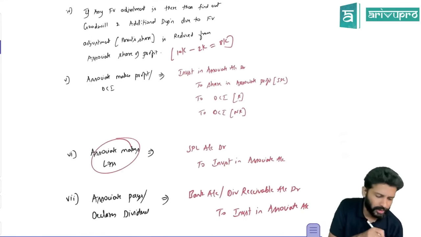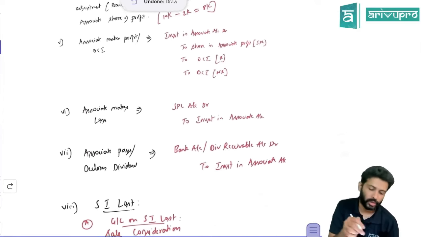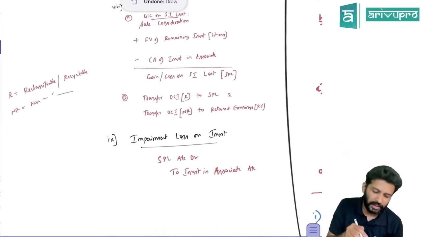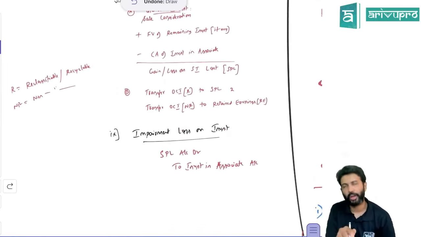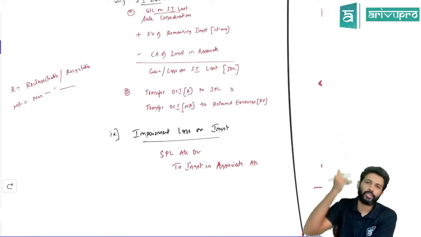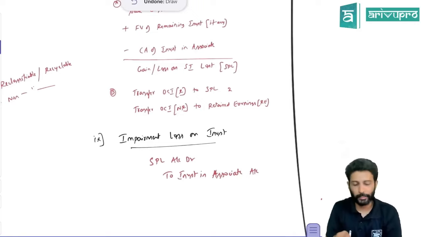Okay, if however associate makes loss, investment balance will reduce. So the journal entry will be SPL account debit to investment account. If associate declares a dividend or pays the dividend, the investment balance will reduce. If they have declared the dividend, we have not yet received it, so we will pass the journal entry dividend receivable account debit to investment account. If they already paid, then bank account debit to investment account is the journal entry we will pass. However, if there is any impairment loss on investment, they'll tell you all this in the problem. Then the impairment loss will be transferred to SPL. So you can write impairment loss account debit to investment, or directly you can write SPL account debit to investment account. Okay, this is one.